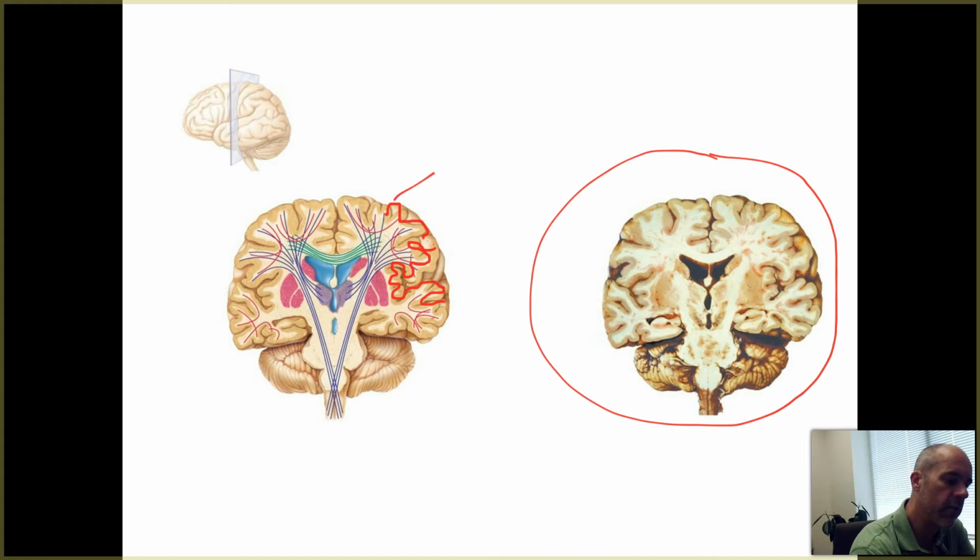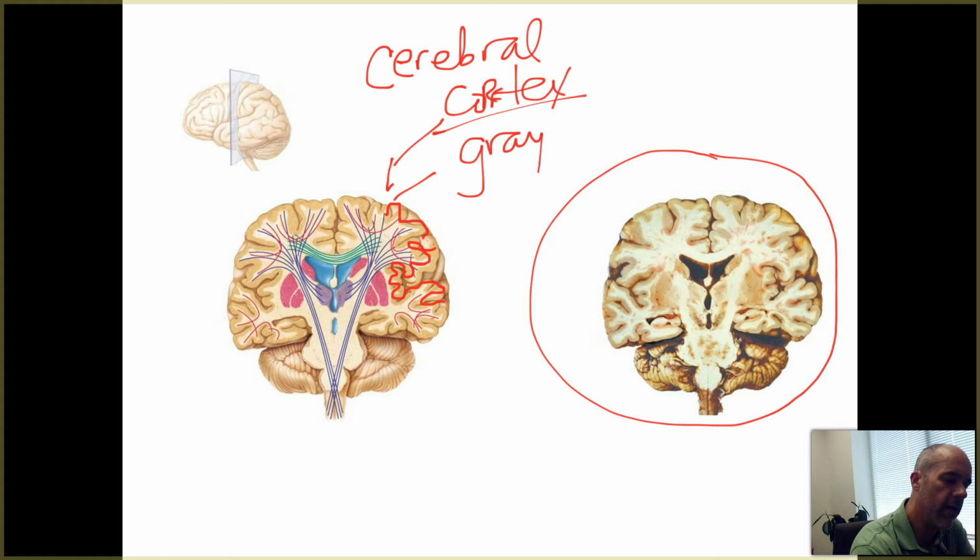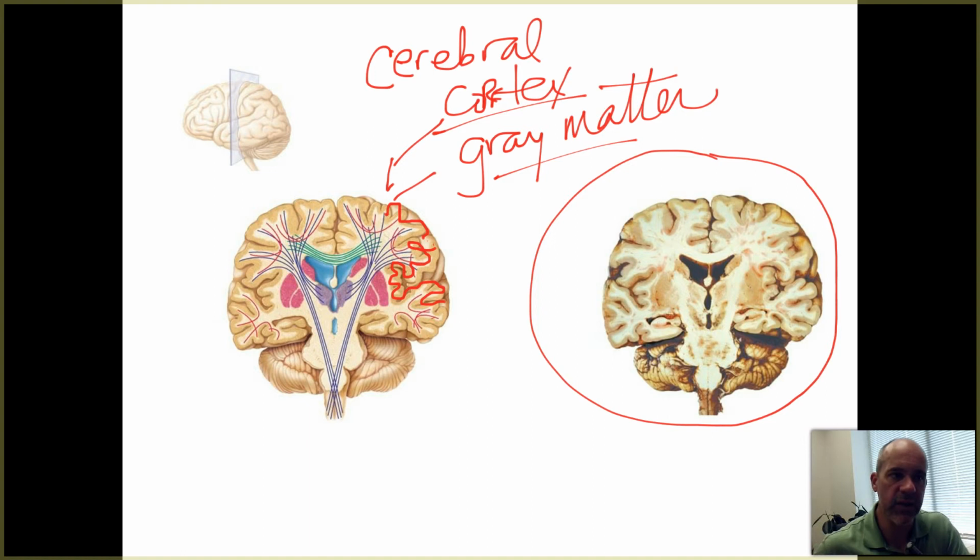So those superficial areas, that's called the cerebral cortex, and that consists of gray matter. All right, and the reason it has that grayish color is because the cell bodies of the billions and billions of neurons that are located in the cerebral cortex, and are responsible for many of the things that make us human, are located there. So where you have cell bodies, you will have gray matter.